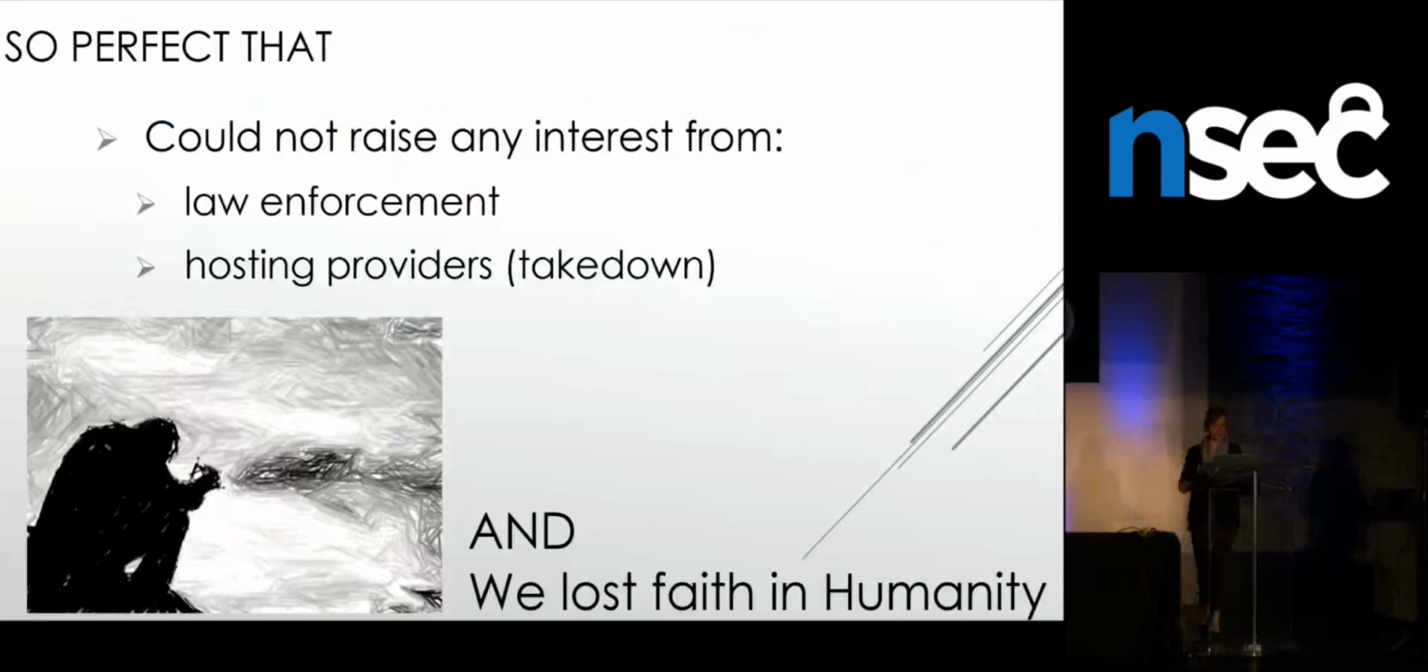And we thought it was so perfect that during our whole investigation and all the presentations we did, we could not raise any interest from law enforcement. Every time at a conference, we'd say, hey, we've got a botnet, we know the CNC servers, we know how it infects devices, would you like to take it down with us? The police officer would ask, do you have any victims that we can start an investigation with? And we were like, well, not really. And then just a really awkward moment.